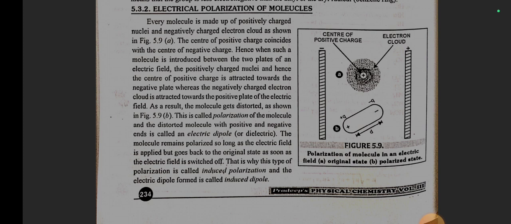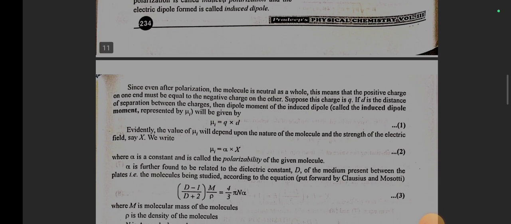This is called polarization of the molecule, and the distorted molecule with positive and negative ends is called an electric dipole. The molecule remains polarized so long as the electric field is applied but goes back to the original state as soon as the electric field is switched off. That is why this type of polarization is called induced polarization, and the electric dipole formed is called induced dipole.